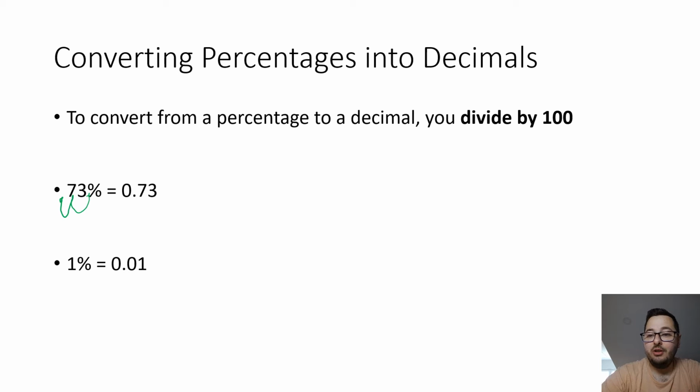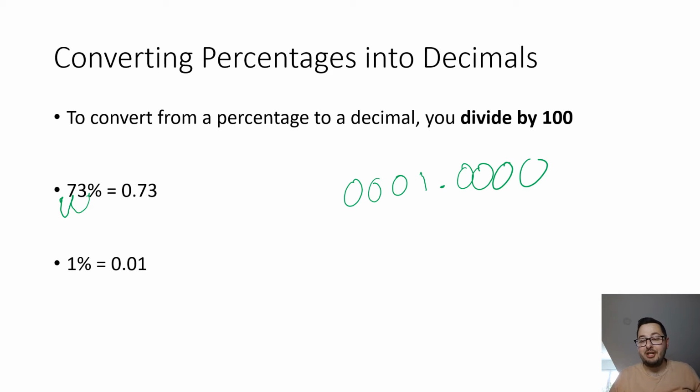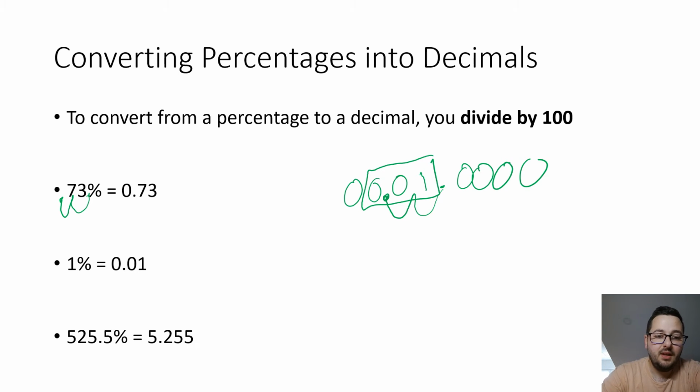1% is 0.01. Okay, so imagine we've got 1 there, stick a few zeros to the left if you want to. Every number, we'll do this in detail in a different video, but every number, once it's finished, has an infinite number of zeros to the right and an infinite number of zeros to the left. So you can just put some there, so it's easier to move your decimal 1 and 2, so that's why it's going to be 0.01. And then 525.5%, again you just move your decimal point 1, 2, it's going to be 5.255 as a decimal.